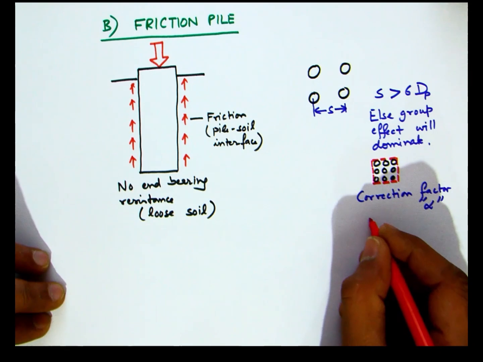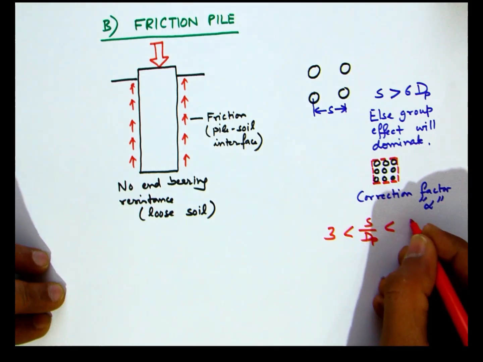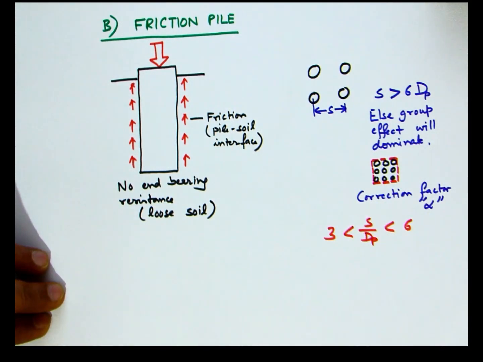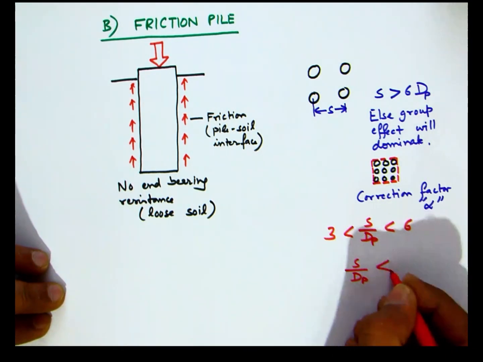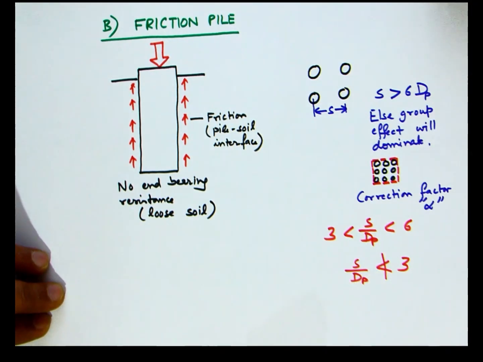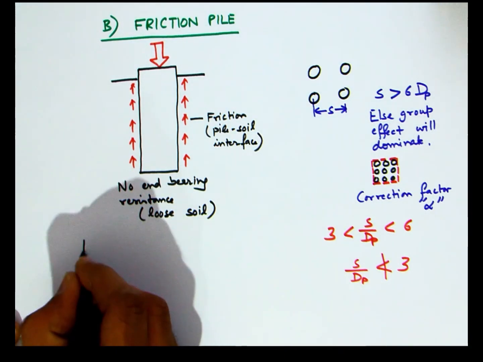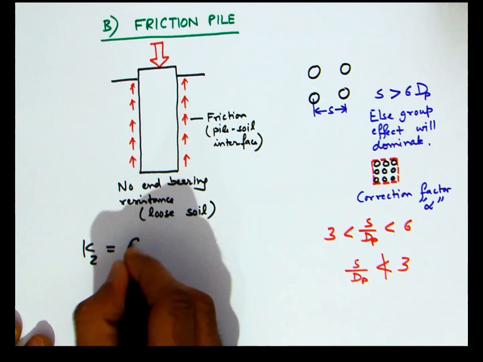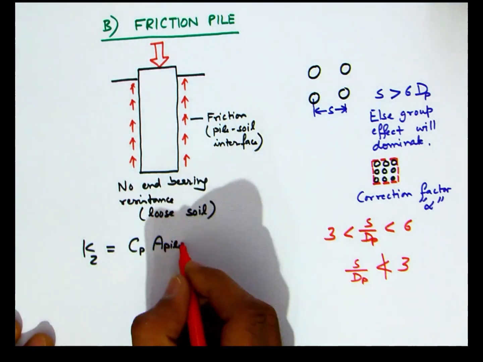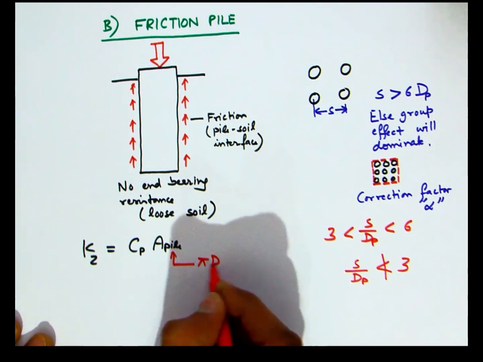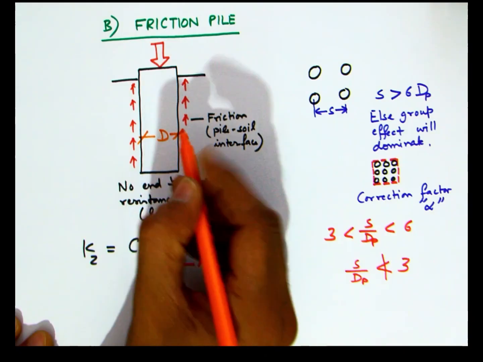Therefore, in case the spacing is less than 6 times the diameter of the pile, then a correction factor is to be introduced to take care of the group effect. However, in no case should the spacing between the piles be less than 3 times the diameter of the pile. The vertical stiffness of a friction pile is given by the product of the coefficient Cp multiplied by the surface area of the pile in contact with the soil. So basically it's this area, pi d l, which is directly mobilizing the friction.